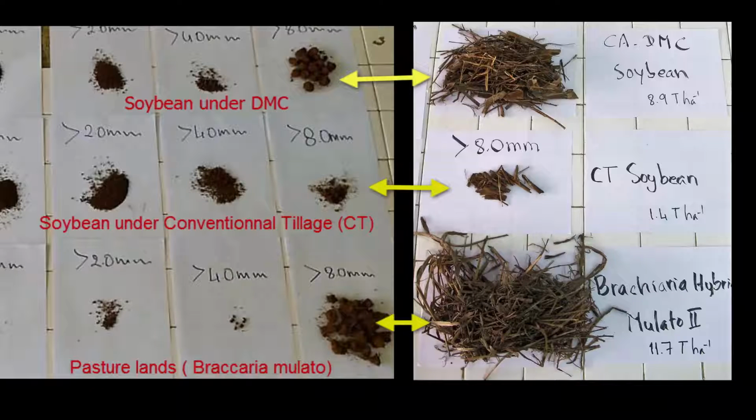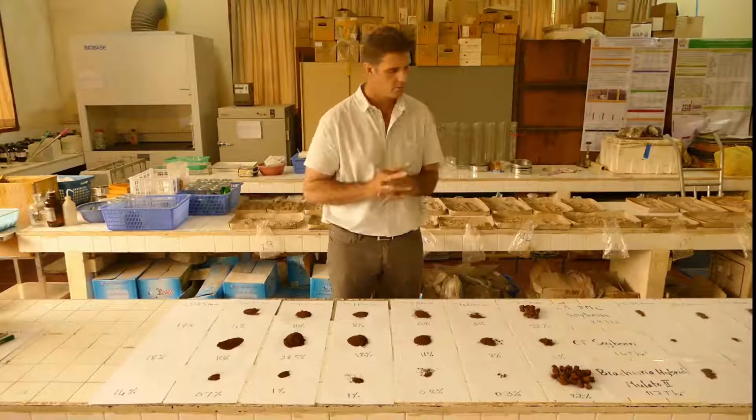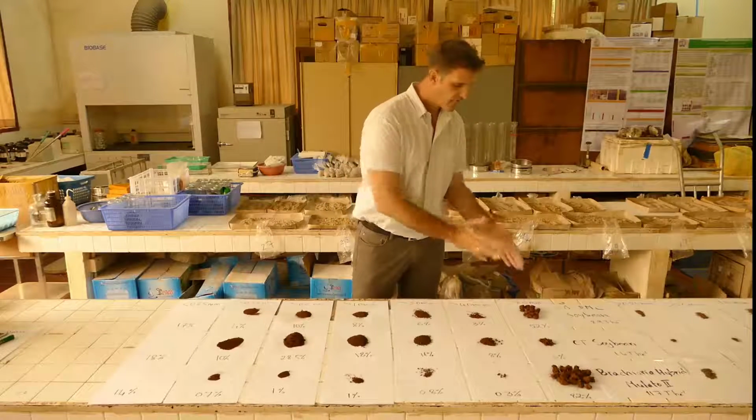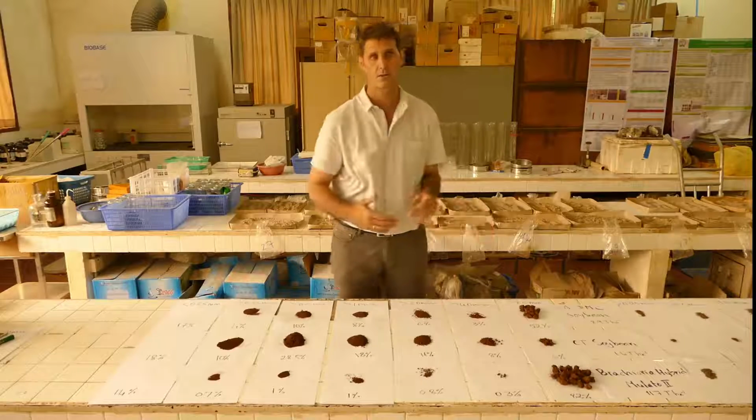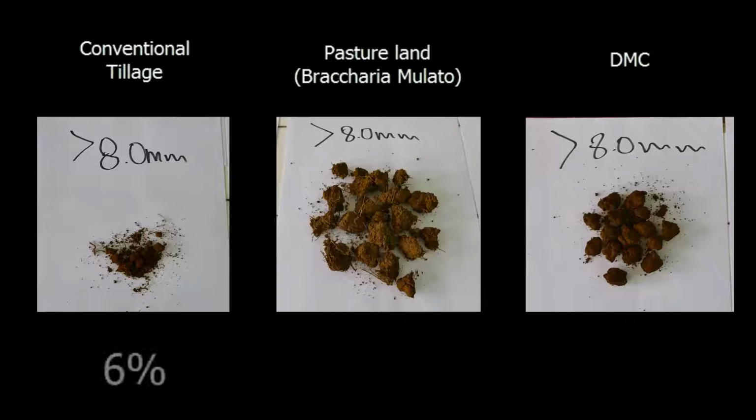Not only, but we are talking here about the soil aggregation and the connection between the aggregation and the protection of the soil organic matter. So first, what we can observe, if we look at the biggest macro aggregate, higher than 8 millimeter, we can observe that the quantity of the macro aggregate is very, very small under the plow-based management. When we compare with the DMC, we have around 6% under the CT, and we have almost 52% under the DMC, and on the pasture land, 82%.